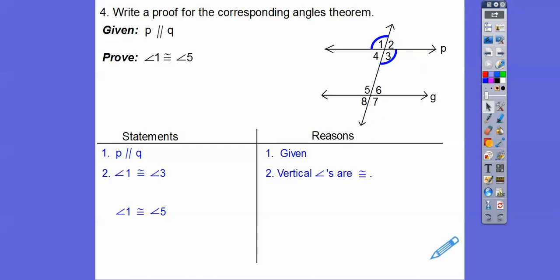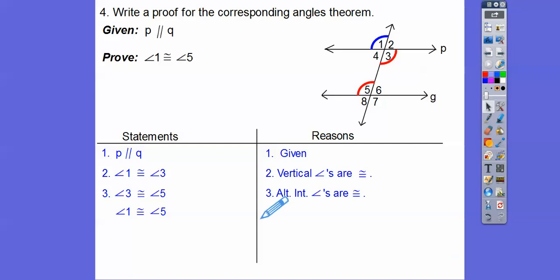And then what I can do is, we already know the alternate interior angles. I'm going to say 3 and 5 are congruent because of alternate interior angles with those parallel lines, okay? If you have parallel lines, then alternate interior angles are congruent. Now check this out, you guys.